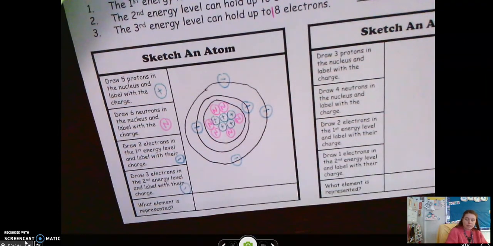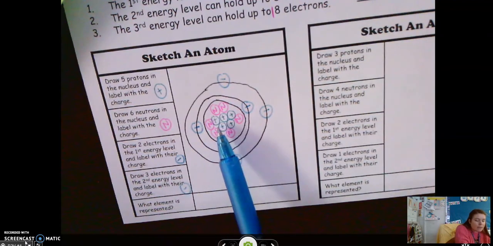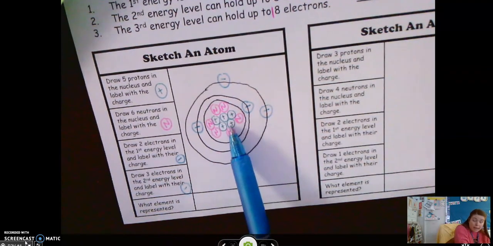And so, like what we talked about at the beginning, I should be able to figure out what element this is. How might I do that? I know that I can figure out what the element is based on the number of protons or the number of electrons. So I'm going to count up how many protons I have. 1, 2, 3, 4, 5.